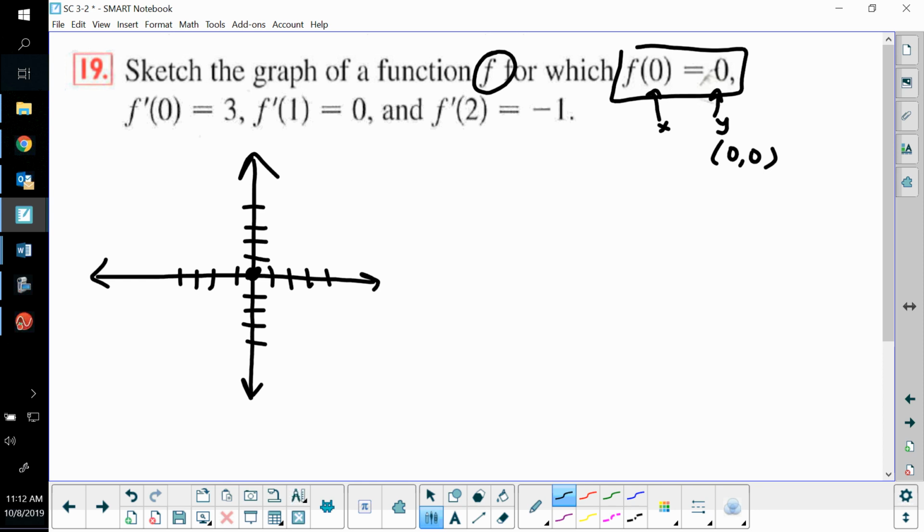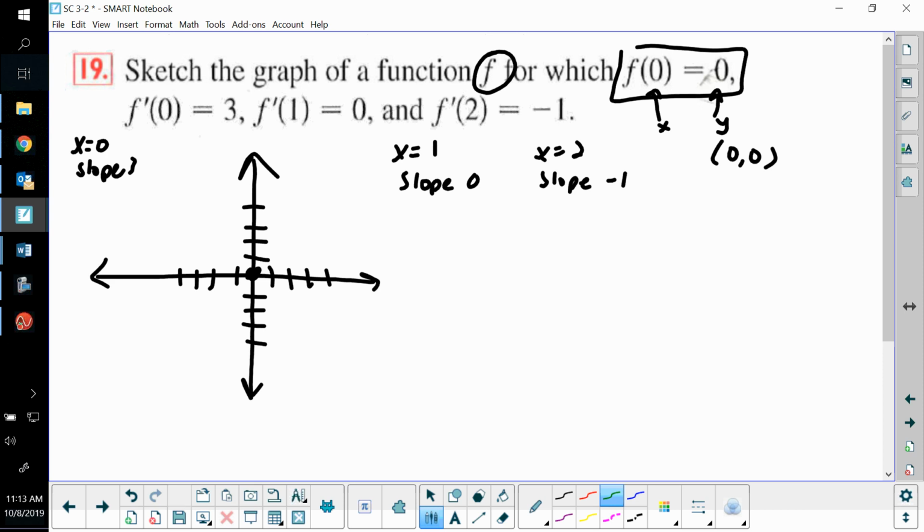Well, the rest of these are points in our derivative graph. Well, the derivative is your slope. So this is saying in f's graph, at x equals 0, we should have a slope of 3. At x equals 1, we should have a slope of 0. And at x equals 2, we should have a slope of negative 1. Because the y value in your derivative graph equals the slope in the f graph. So all we're going to do is sketch in little segments that have that slope.